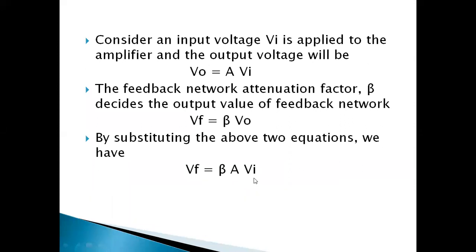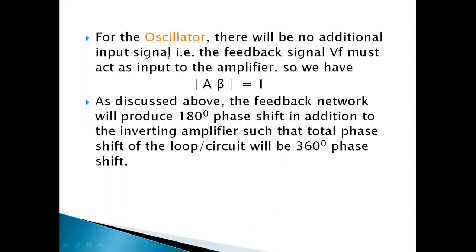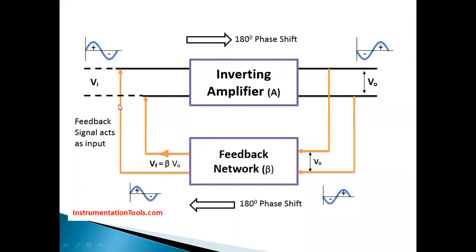Okay. And we know that for the oscillator, there will be no additional input signal. That means for the oscillator, we are not applying any external input signal. The feedback signal VF must act as the input for the amplifier. Whatever signal comes from the feedback network will act as the input signal for the inverting amplifier. So what is the input for the inverting amplifier? That is the output of the feedback network, that is, VF is the input of the inverting amplifier.